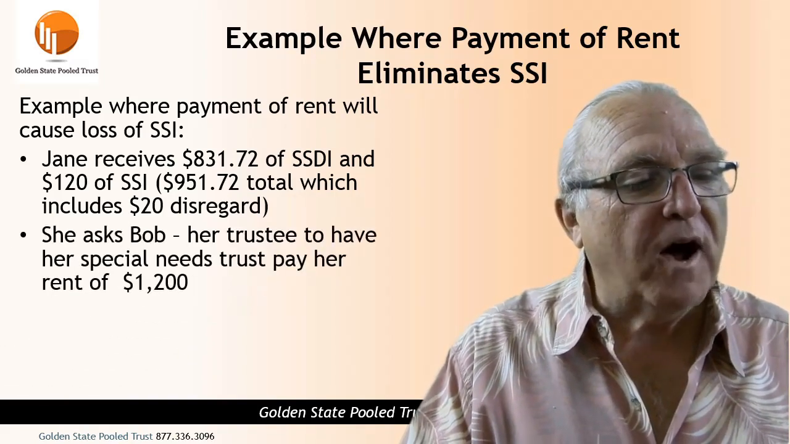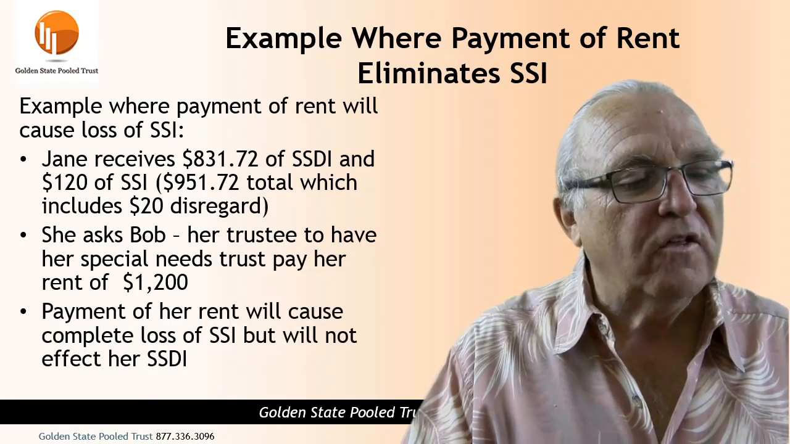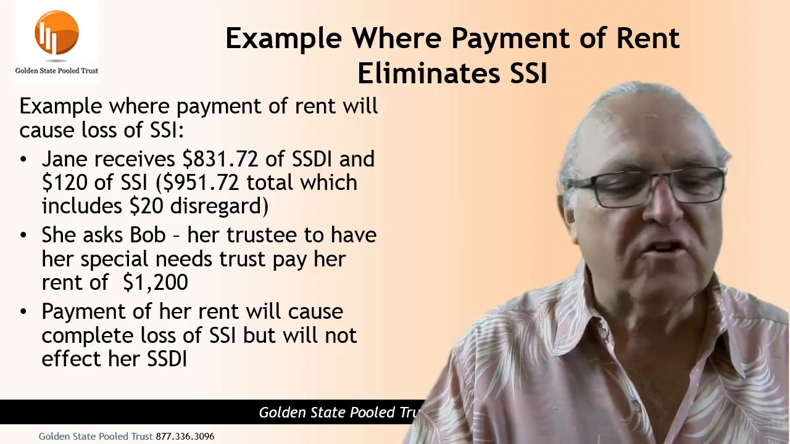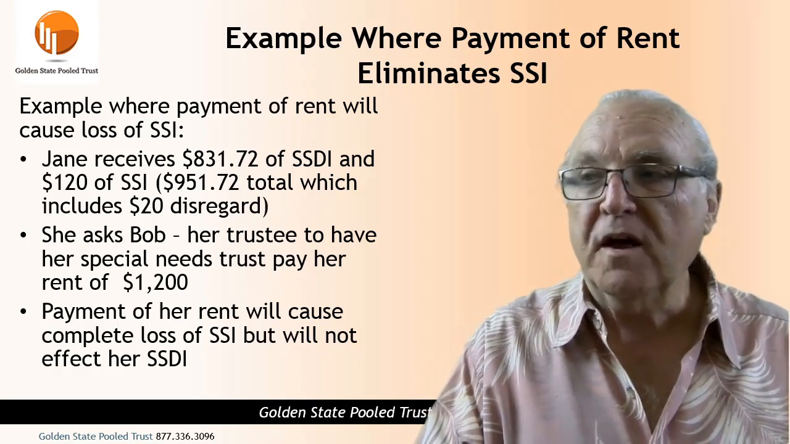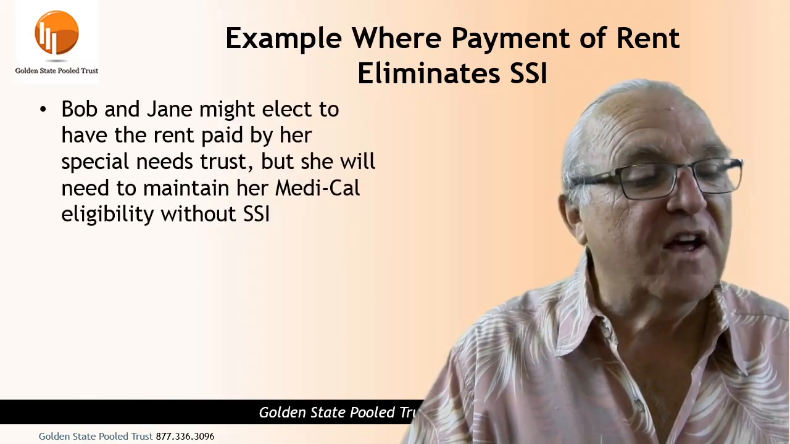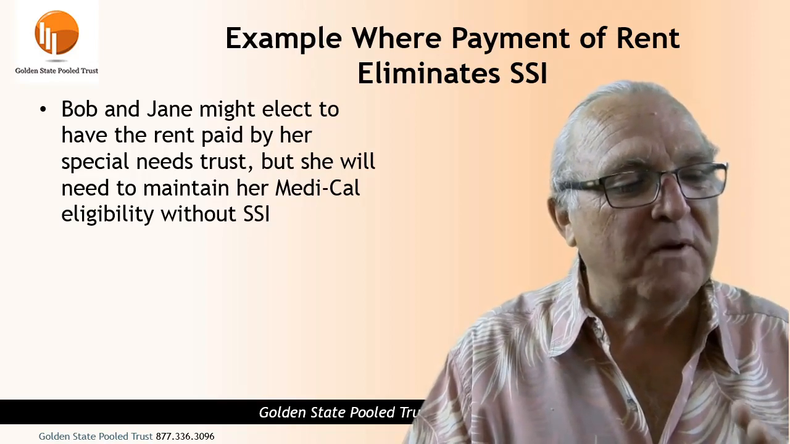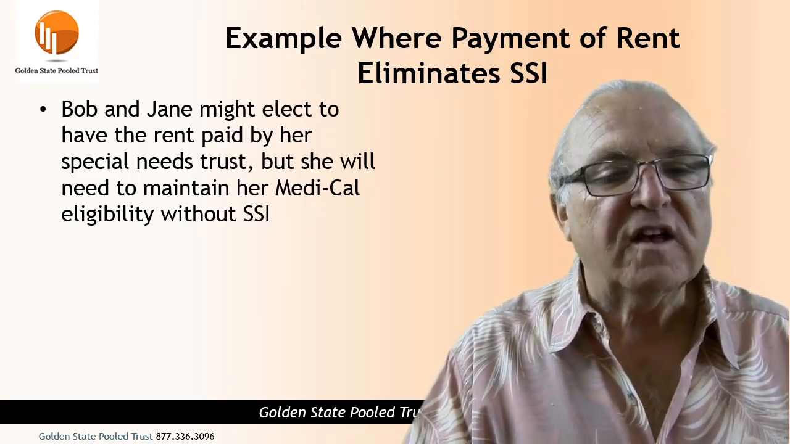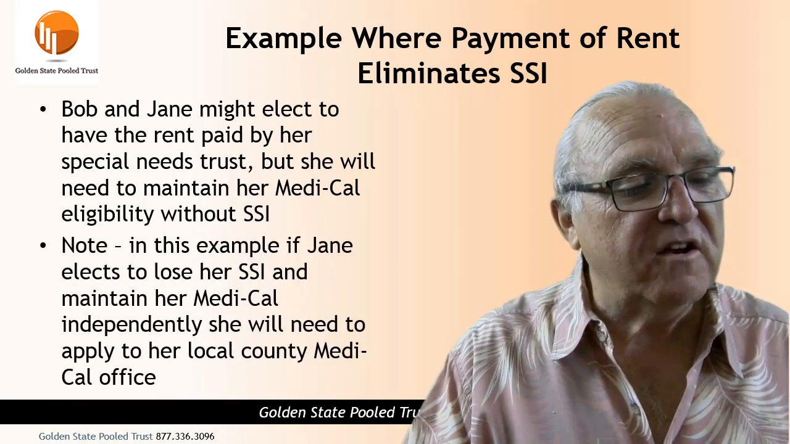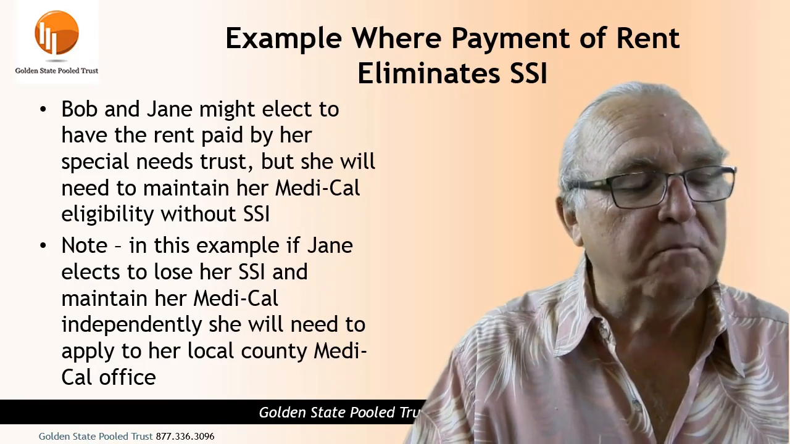She asked Bob, her trustee, to have her special needs trust pay her $1,200 a month of rent. The payment of the rent will cause a complete loss of SSI, but it's not going to affect her SSDI, nor is it going to affect the Medicare that she's going to be qualified for. Now, Bob and Jane may elect to have her rent paid by her trust, but she's going to need to maintain her Medi-Cal eligibility without the SSI. Noted in this example, if Jane elects to lose her SSI and maintain her Medi-Cal independently, she's going to need to apply to her local county Medi-Cal office.